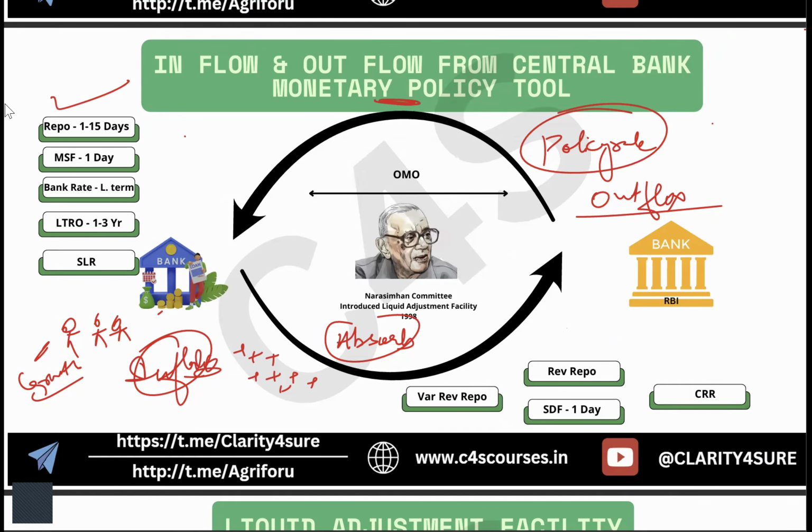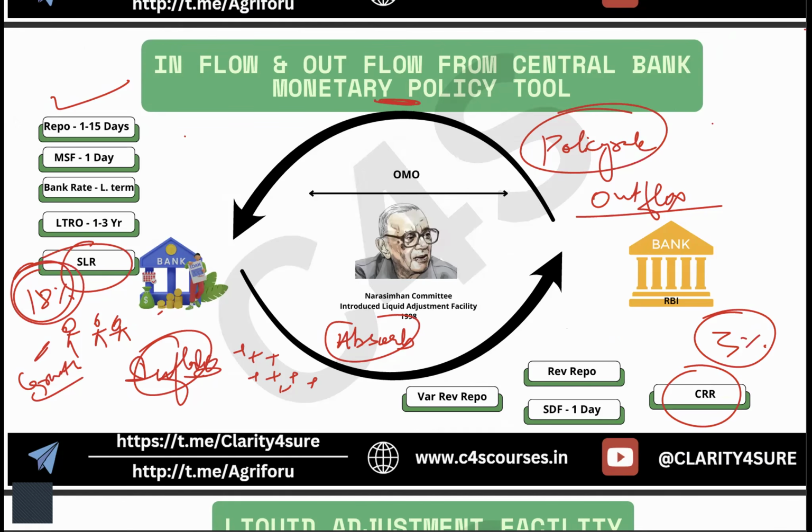Then we have the statutory liquidity ratio that again the bank has to maintain out of the cash deposits that they have. It is presently 18%. And CRR, I told you, is 3%. So of the total advances or cash deposits you have, 21% has to be maintained, 3% with RBI and 18% with them in the form of liquid assets like gold, cash, etc.